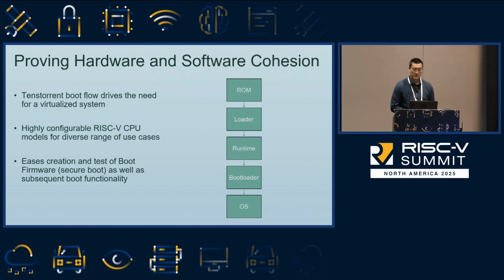In addition, Virtualizer also provides highly configurable RISC-V CPU models, which allow us to quickly add RISC-V CPUs wherever they are needed, from MCUs and subsystems to Ascalon cores for running OS and application software.